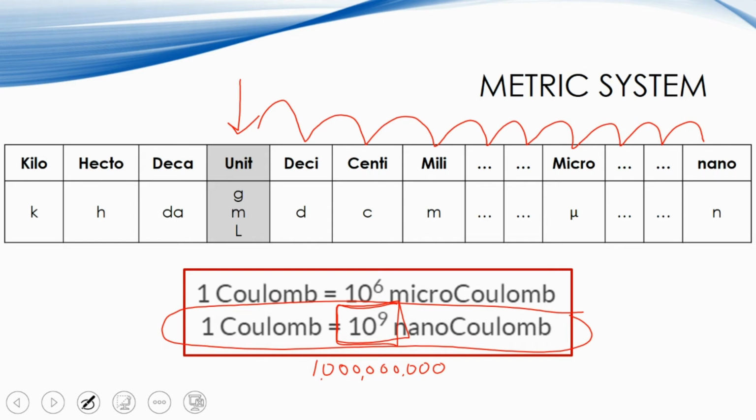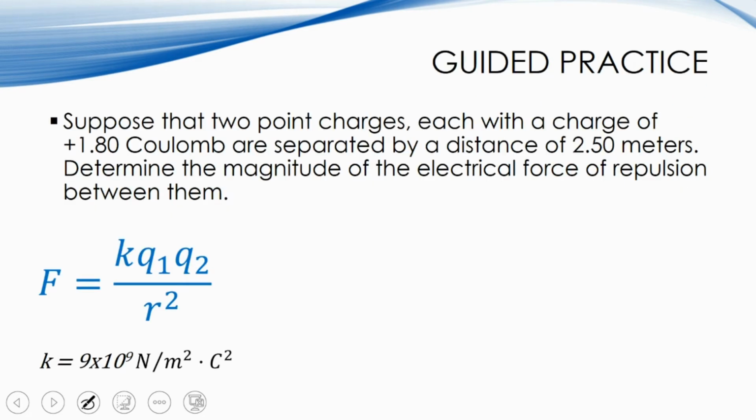So let's go ahead and do a practice problem, because that's honestly the best way to learn. So I have here the problem, we have the equation, and we have the constant. All we have to do is read the problem, figure out what is the information that is given to us, pull it into the equation, and then make a statement about what that answer represents. So let's read the question. Suppose that 2-point charges, each with the charge of positive 1.80 coulombs, are separated by a distance of 2.5 meters.